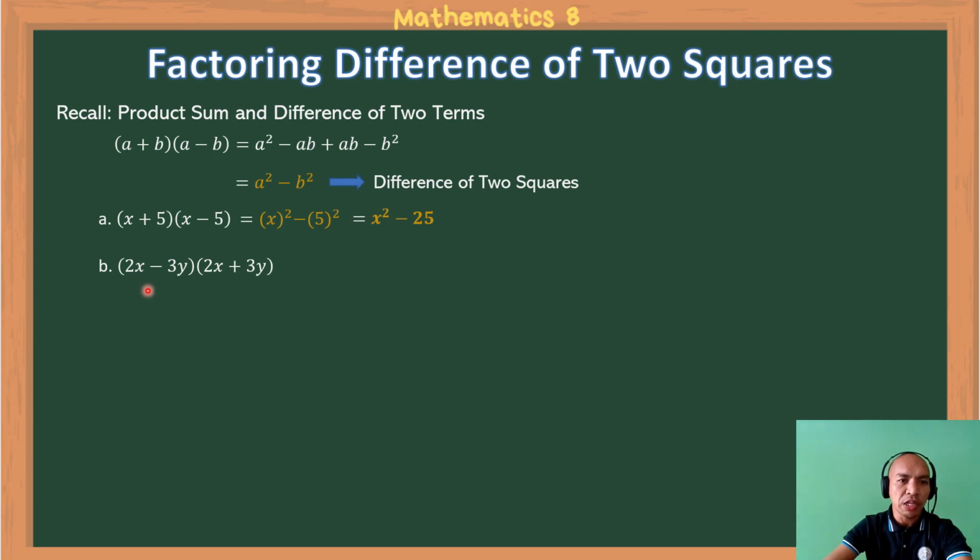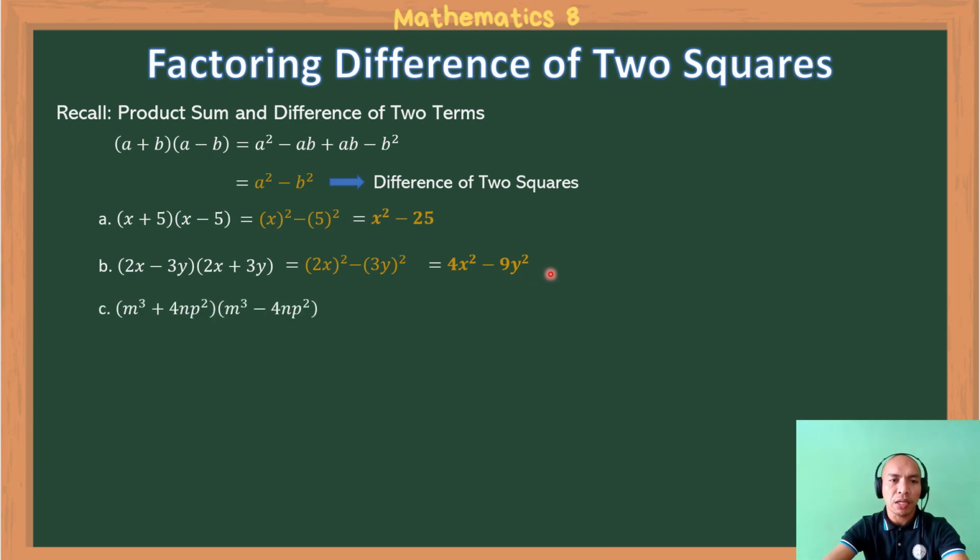Another given is 2x minus 3y times 2x plus 3y. Again, these two expressions are identical in terms; they only differ in the operation. So again, square the first term, which is (2x) squared, then minus (3y) squared. So 2x times 2x is 4x squared, then 3y times 3y is 9y squared. So this is the product.